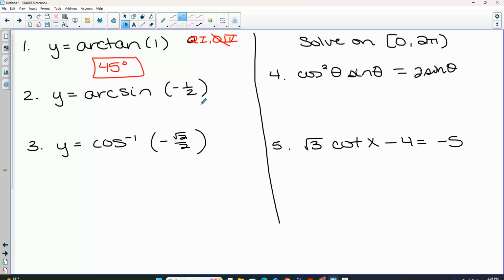All right, number 2, arc sine. In which quadrants does sine inverse exist? 1 and 4. If it's a negative, we're in quadrant 4. Okay, reference angle. When is sine 1/2? So 30 degrees in quadrant 4, so 360 minus 30, 330 degrees.